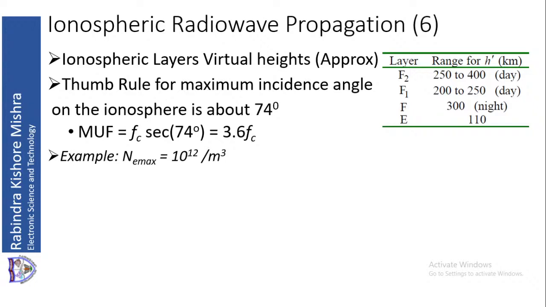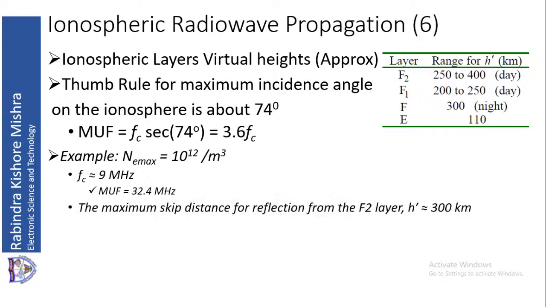Now let us see one example. Nemax is 10 to the power 12 per meter cube. So for that we are considering Fc equal to 9 megahertz. Approximately 9 megahertz is my Fc. If Fc is 9 megahertz, then the maximum usable frequency is 3.6 into 9 megahertz. So that will give me about 32.4 megahertz.